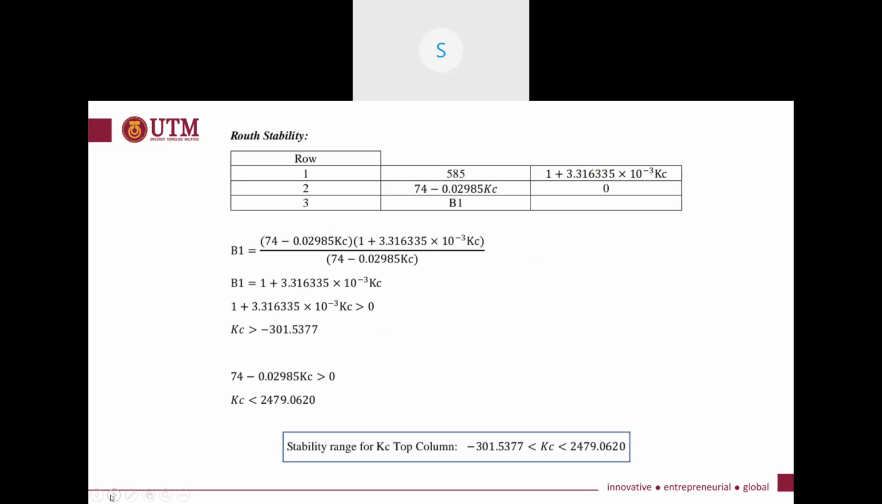Next, for the Routh stability, the stability range for the KC of the top column is negative 301.5377 smaller than KC, smaller than 2479.0620.